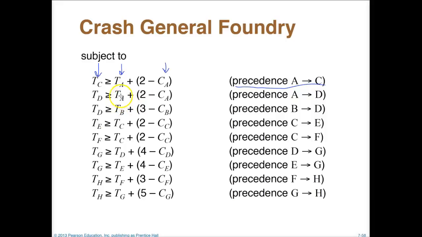So of course, whatever time activity A starts plus, and of course, here this 2 is for the expected time minus the amount that you want to crash this by. And of course, we'll follow suit for all of these situations here. And the numbers that you see here are the corresponding expected times. So for instance, we know that for activity D, that expected time is going to be 3 weeks there.